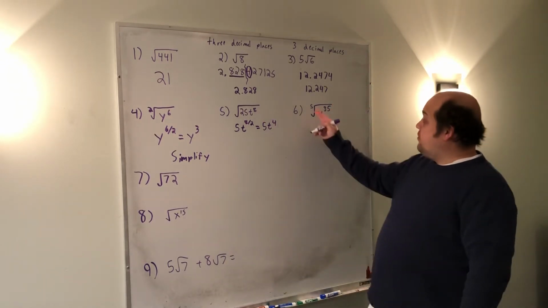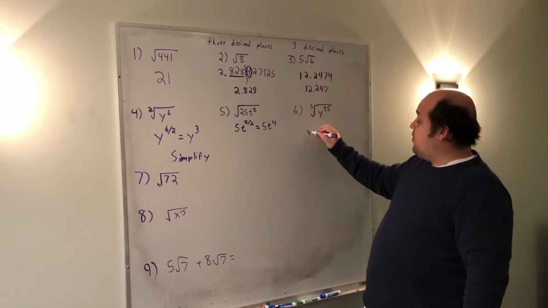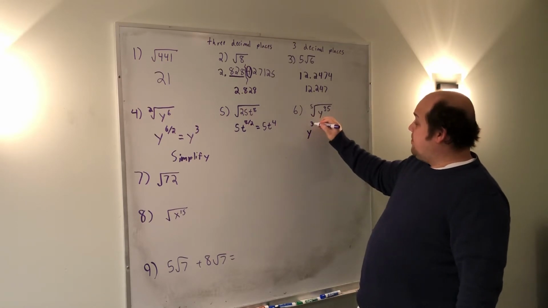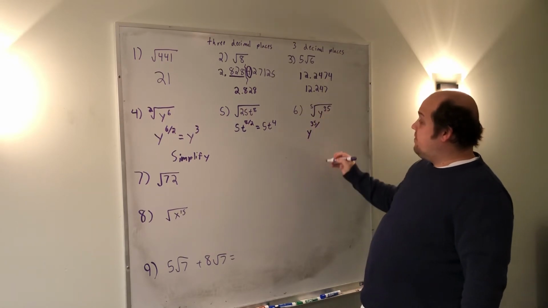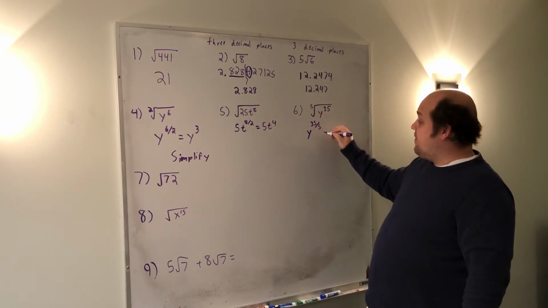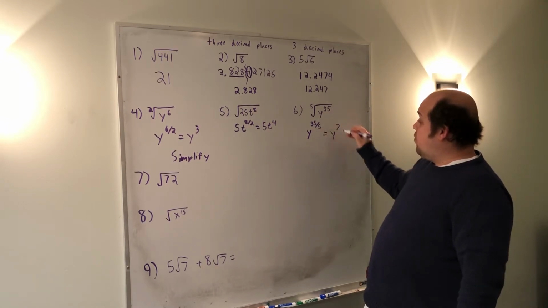For number 6 here, it's a 5th root. So when I rewrite the power on the variable, I take the power that's there, and now instead of dividing by 2, I divide by 5. That's how I get y to the 7th.